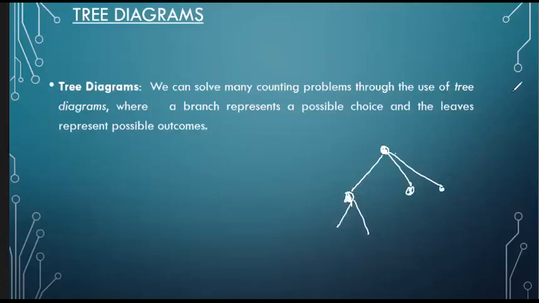Whenever we want to study a counting problem, we can use a tree where a branch represents a possible choice and the leaf represents the outcomes or the result. Now let's see an example with the same.